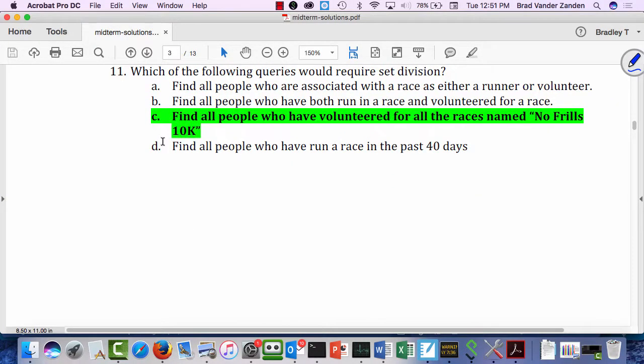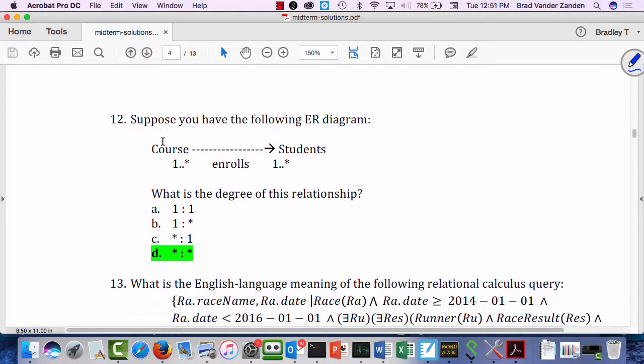This was a good page. Almost everyone got everything on this. 12, a bunch of you selected one to many rather than many to many for the degree of the relationship. So the degree of the relationship takes the maximum cardinality for each entity in the relationship. And in this case, the maximum cardinality of each of them is star, which makes it a many to many relationship. So when you're asked for the degree of the relationship, you're being asked for the maximum cardinality of each entity in the relationship.